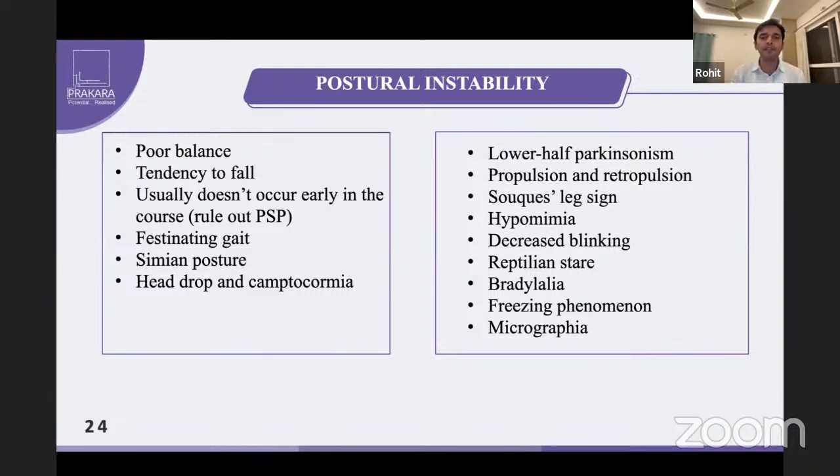And some patients have a freezing phenomenon. That is, they have difficulty initiating movement. When they start walking, it is very difficult for them to take the first few steps, or sometimes in the middle of walking also they suddenly freeze. They cannot walk. So that is called freezing phenomenon or freezing of gait.